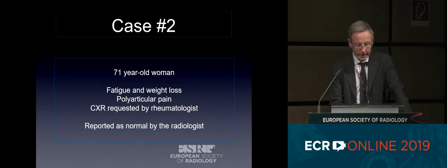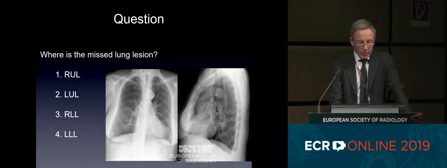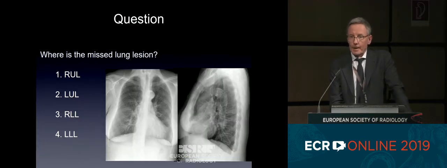I will finish with a second case just to introduce some of the signs which will then be discussed by my colleagues. A 71-year-old woman, she has fatigue and weight loss. This X-ray was reported as normal. Okay, let's use the tools, use the checklist again. Apices, hila, behind the heart, behind the diaphragm, on the lateral view the clear spaces, behind the sternum, behind the heart. Where is the missed lung lesion?